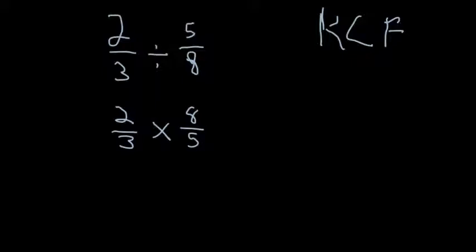So now I have 2/3 times 8/5. Quick look, there's nothing I can reduce there. So 2 times 8 is 16. 3 times 5 is 15. 15 will go into 16 once, with 1 left over. So 1 and 1/15 is my final answer.